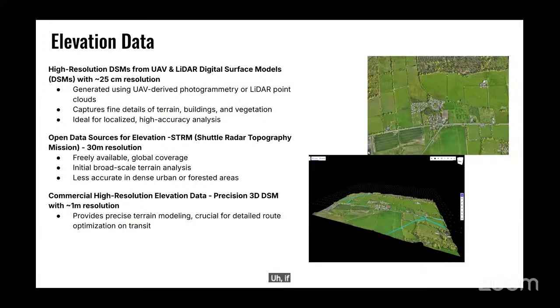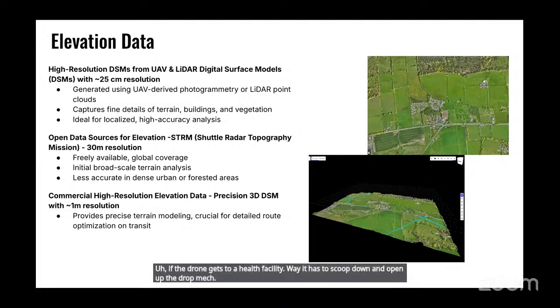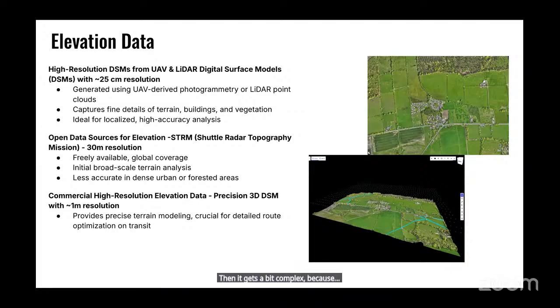The drone gets to a health facility where it has to scoop down and open up the drop mech, then it gets a bit complex because you are going to fly as low as 25 meters AGL. And if you want to do that, then you have to be concerned with the trees, the telecom towers, the buildings, and any other potential obstacle that the drone can crash into. And so at that level, we need a finer resolution data set.